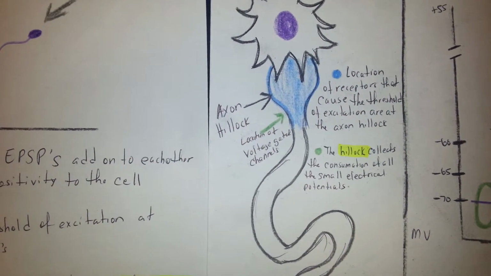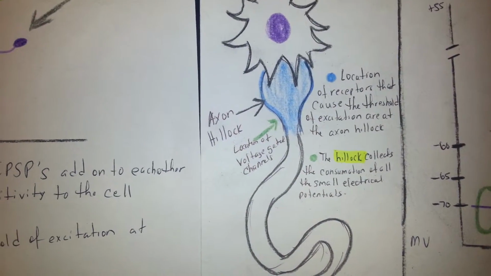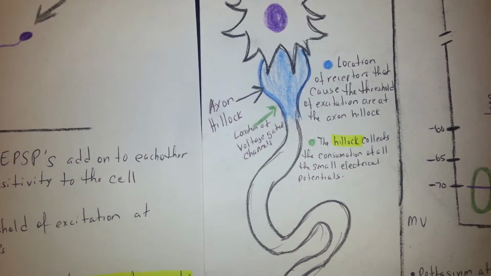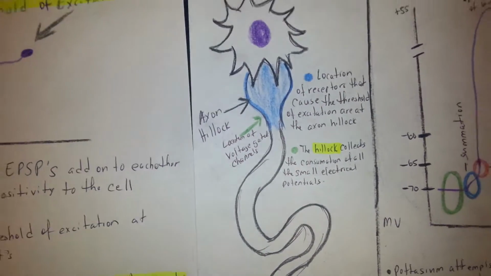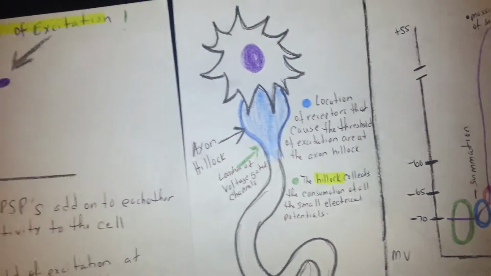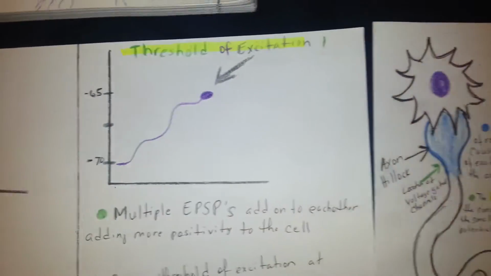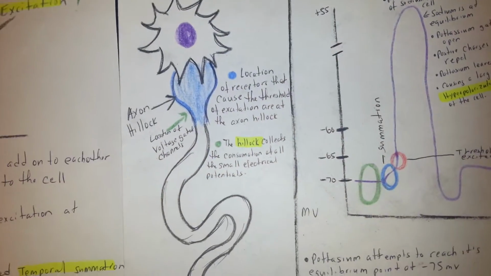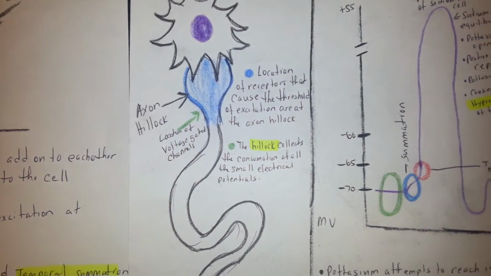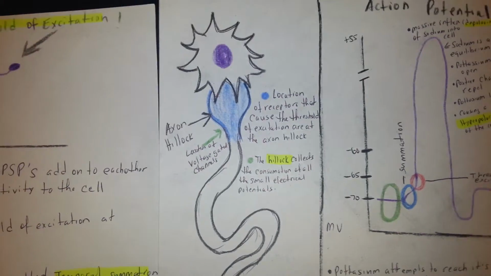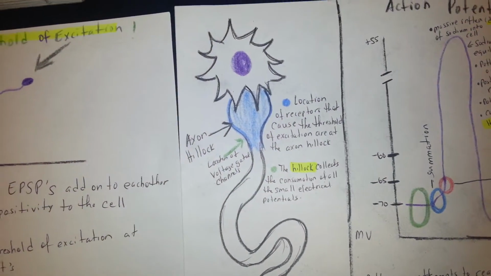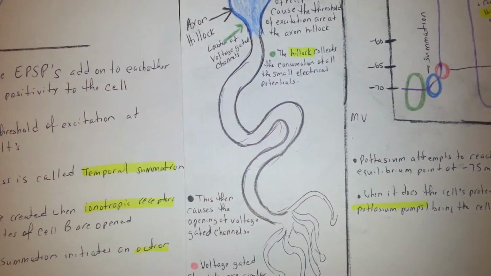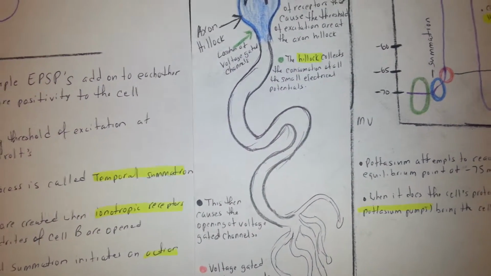The axon hillock, which once again is in blue, is the location of receptors that cause the threshold of excitation. So the receptors, as we mentioned back here on this chart, that cause this threshold of excitation are located on the axon hillock. The axon hillock collects the summation of all small electrical potentials, and these potentials that are also responsible for the threshold of excitation then cause the opening of voltage-gated channels.